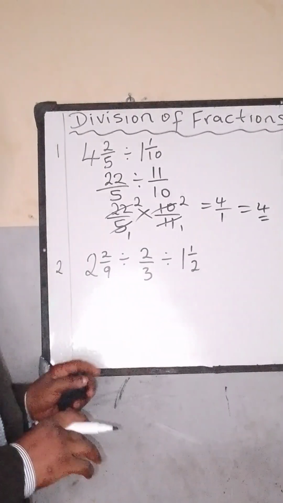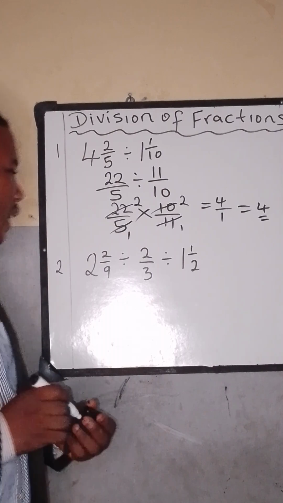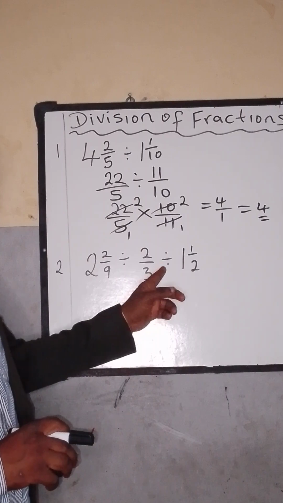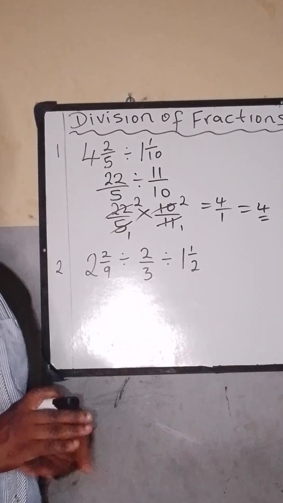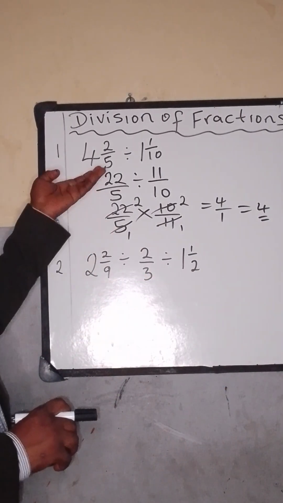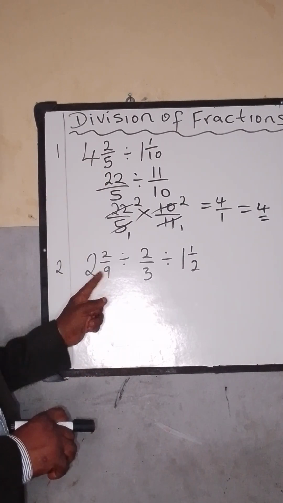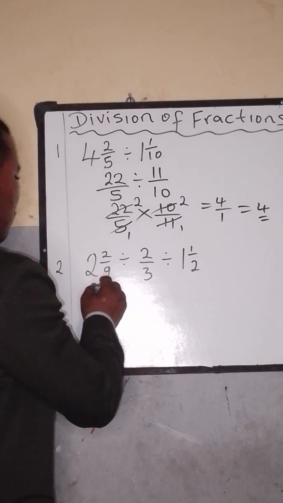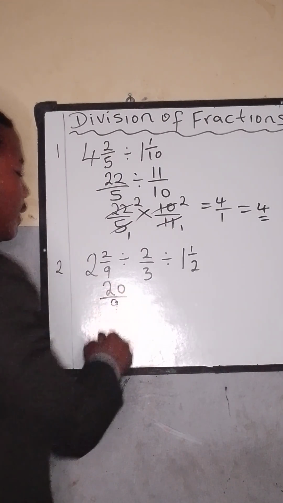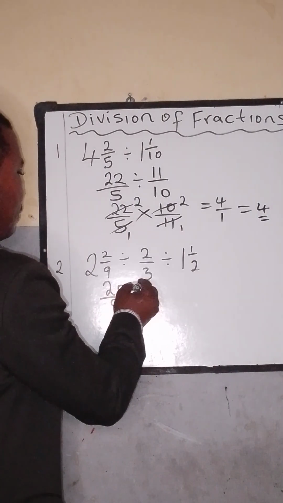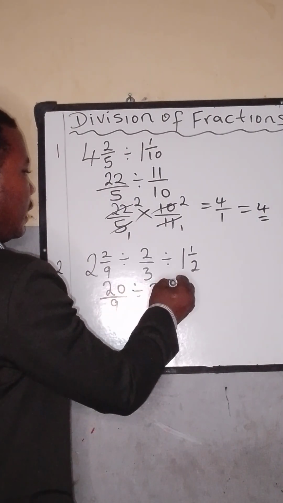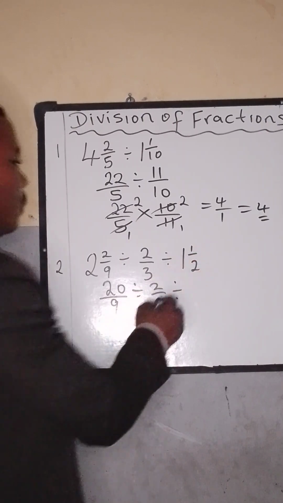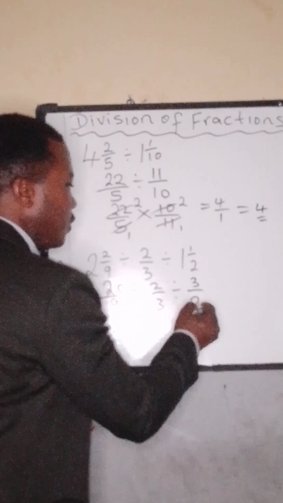Okay. Now let's look at the second one. Here we have 2 whole number, 2 over 9, divided by 2 over 3, divided by 1 whole number, 1 over 2. Let's also repeat the same thing we did in number 1. We have here 9 times 2 is 18. 18 plus 2 is giving us 20 all over 9. Divided by 2 all over 3, divided by, let's change this one, 2 times 1. 2 plus 1, we have 3 all over 2.